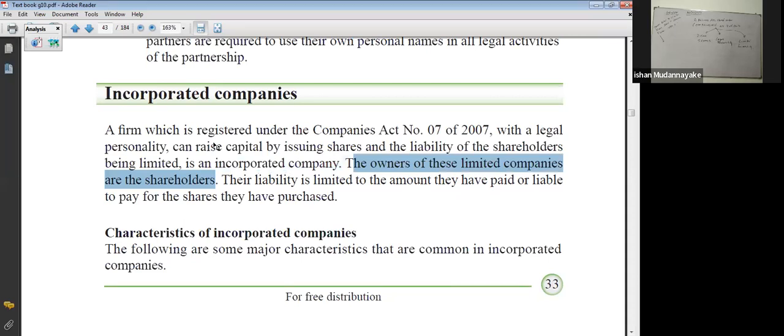Here, Tisasna, you need to provide the answer given in the textbook. A business registered under Company Act number 7 of 2007, having legal personality, and can issue shares, and then what? Having legal personality, can issue shares.